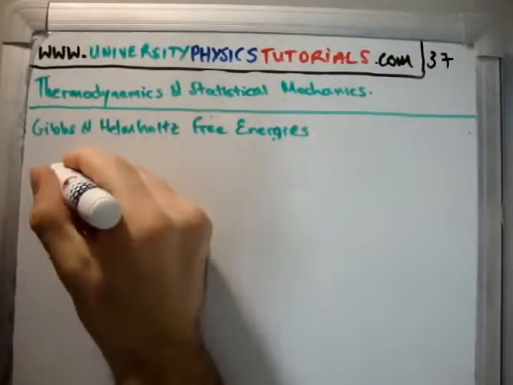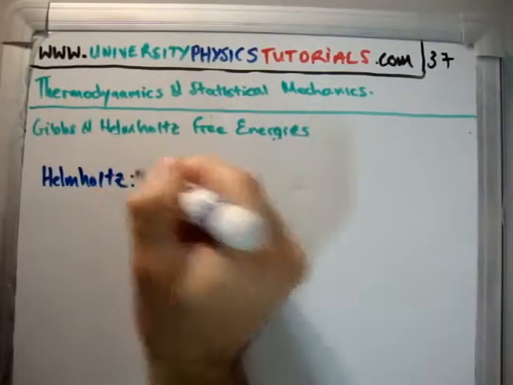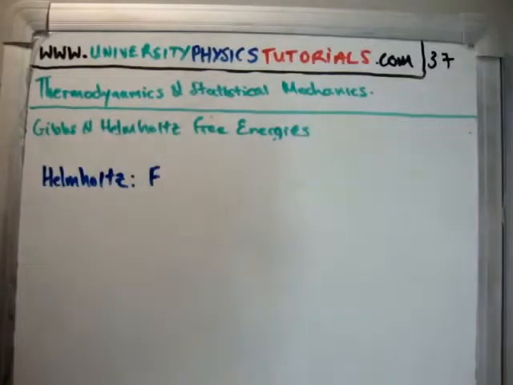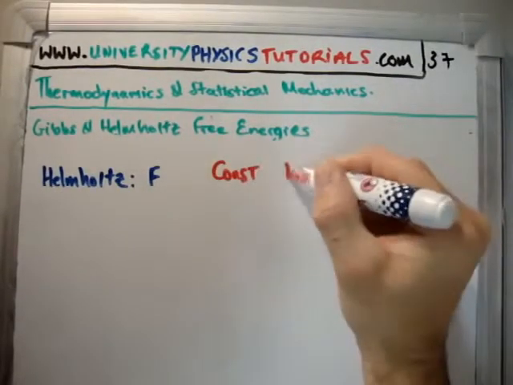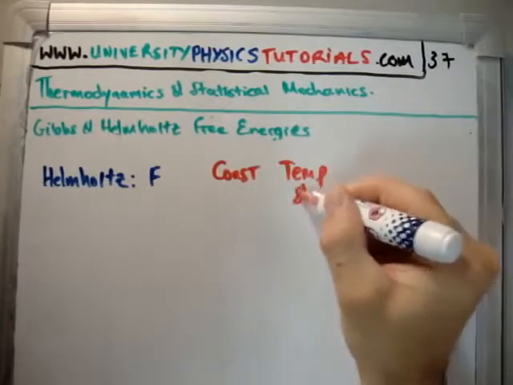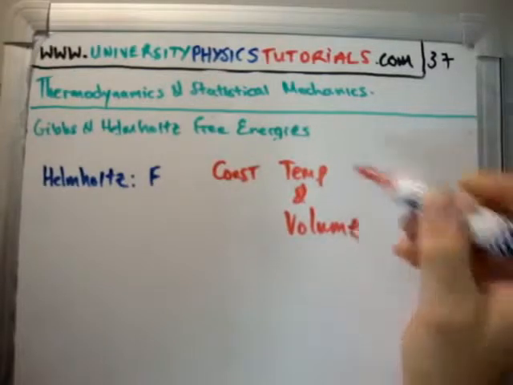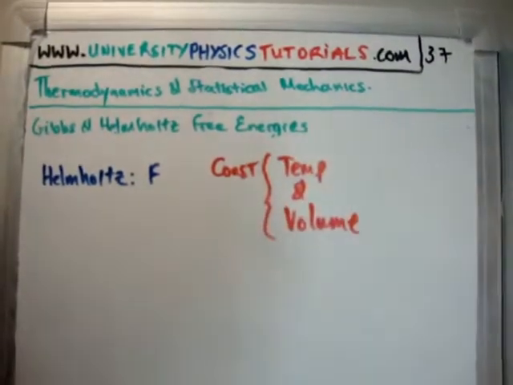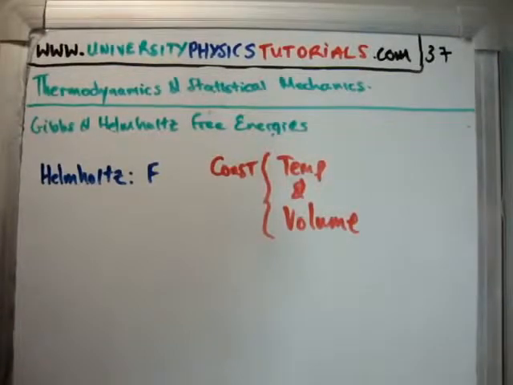So Helmholtz, we give the placeholder F. Helmholtz free energy. Now, what's the important point about Helmholtz free energy? Well, Helmholtz free energy is at constant temperature, and it's also at constant volume. Okay, so remember from earlier on, we can accept that having something at constant volume is different to having something at constant pressure. All right, so let's see what the energy available for work is.